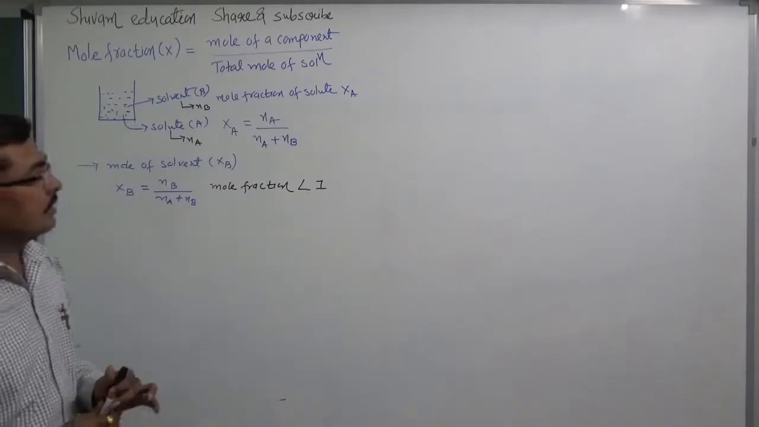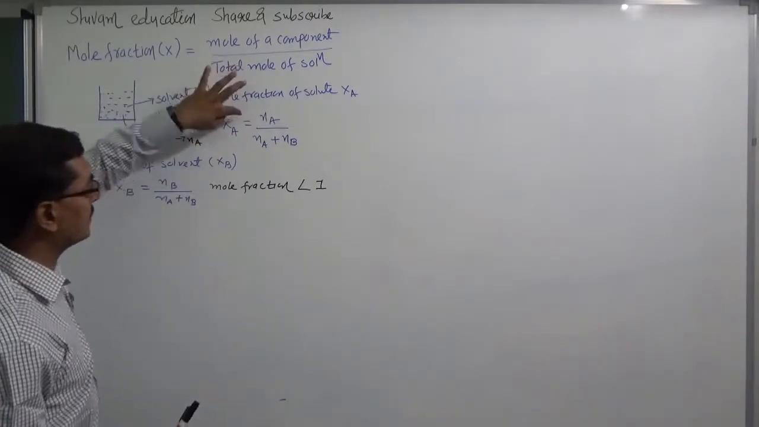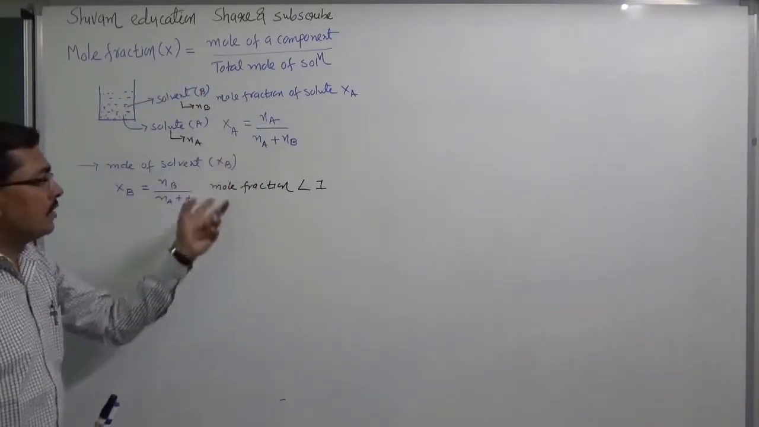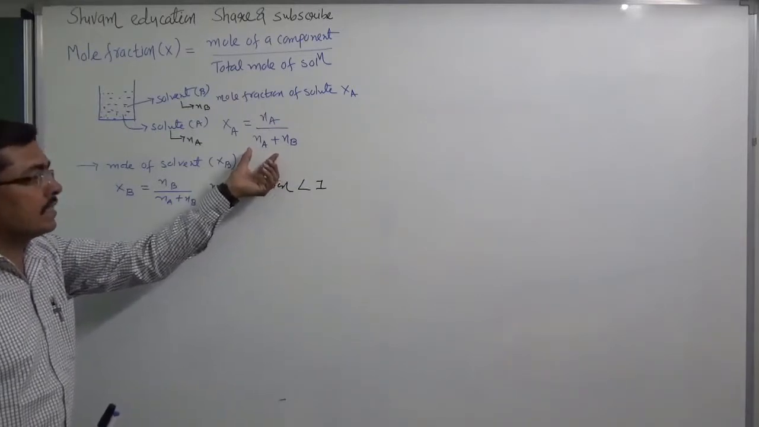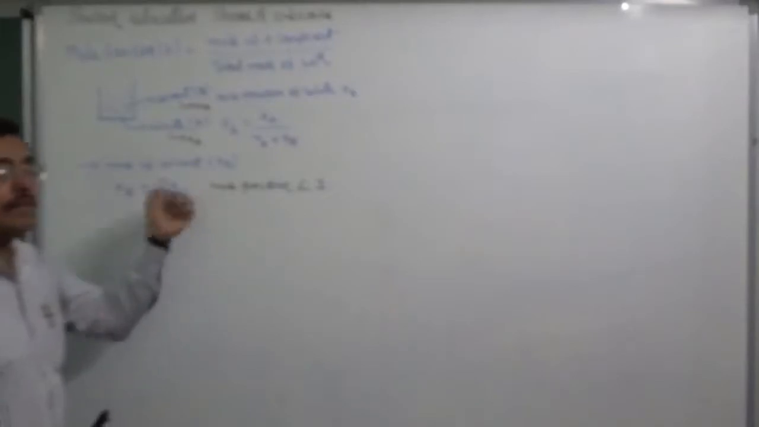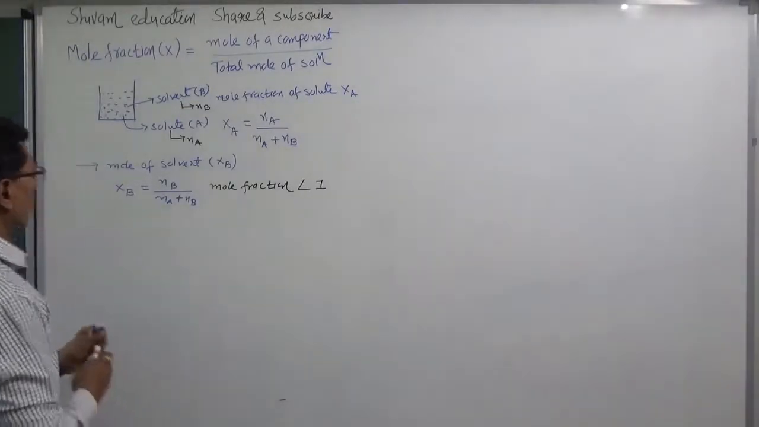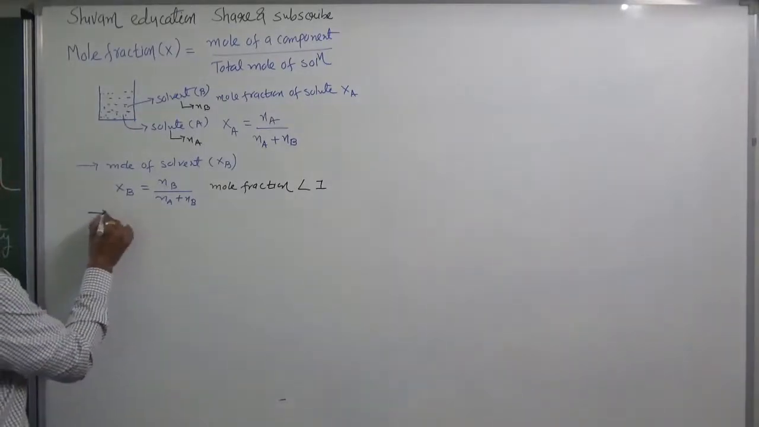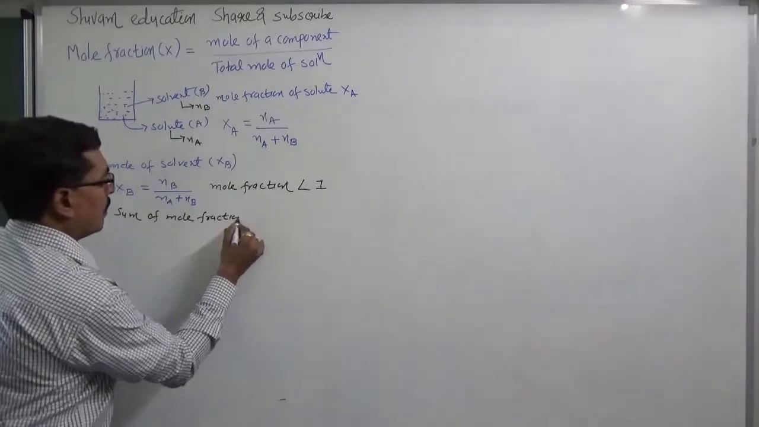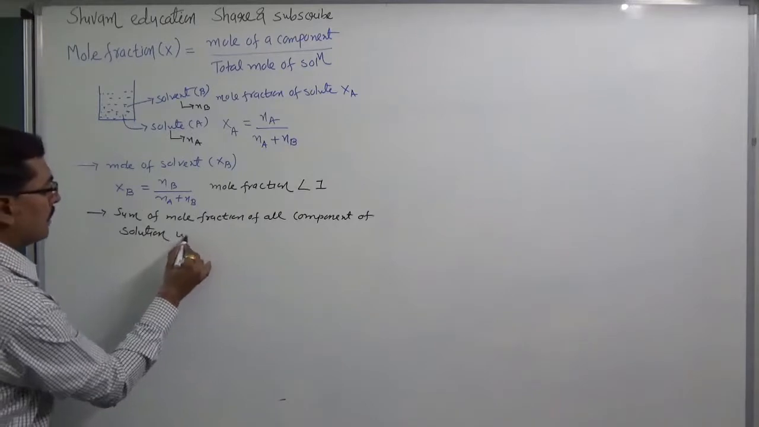Now suppose we do the sum of the mole fractions of all components. Suppose I am doing a sum of Xa and Xb, then you will get 1. Since the denominator is equal, we can sum the numerators, Na plus Nb, divided by Na plus Nb. So on simplification you will get 1. From this we can write that the sum of mole fractions of all components of a solution will always be 1.